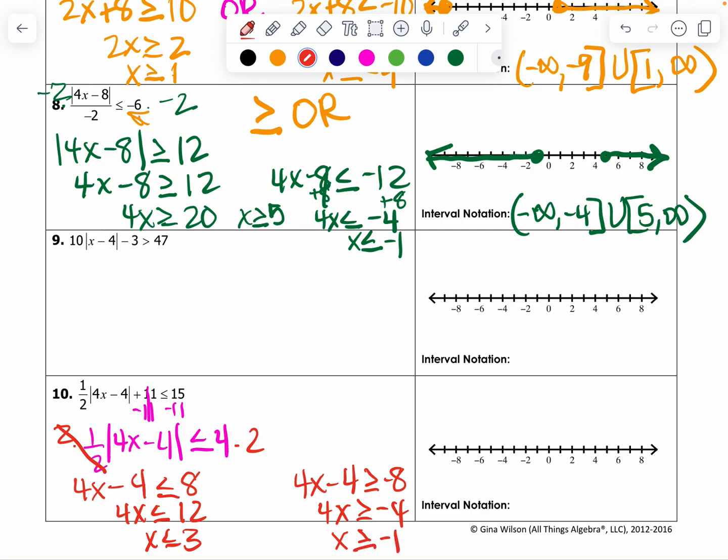So when we go to solve, negative 1, circle, shade, 3, circle, shade, it's in between. So I'm going to graph this as negative 1 to 3, end of bracket.